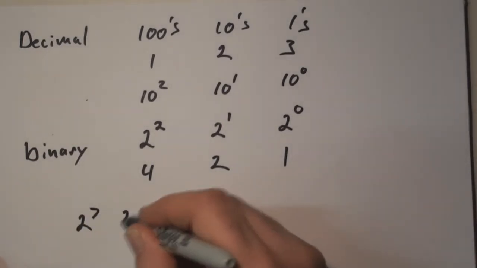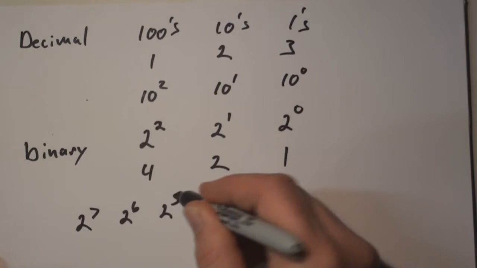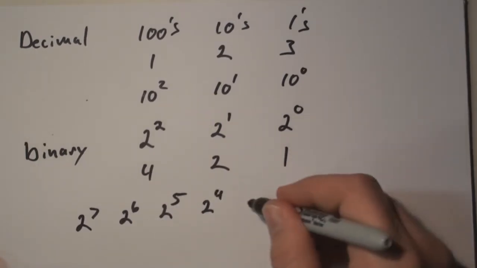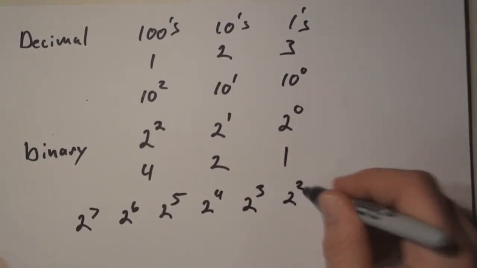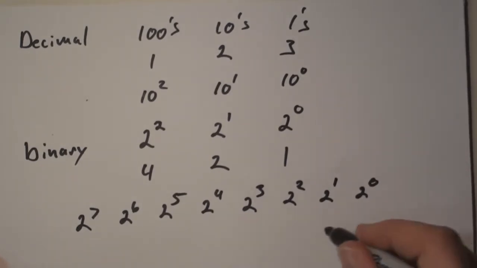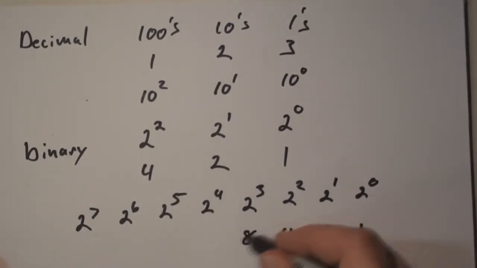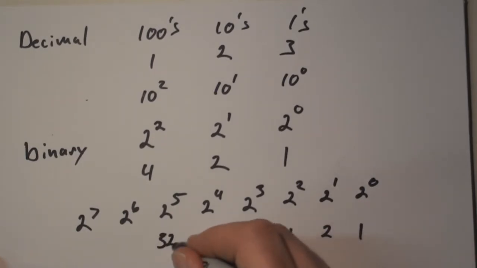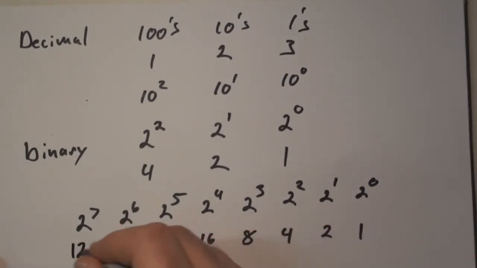And if we have a larger number, we'd have 2 to the power of 7, 2 to the power of 6, 2 to the power of 5, 2 to the power of 4, 2 to the power of 3, 2 to the power of 2, 2 to the power of 1, and 2 to the power of 0. And these columns are weighted 1, 2, 4, 8, 16, 32, 64, and 128.